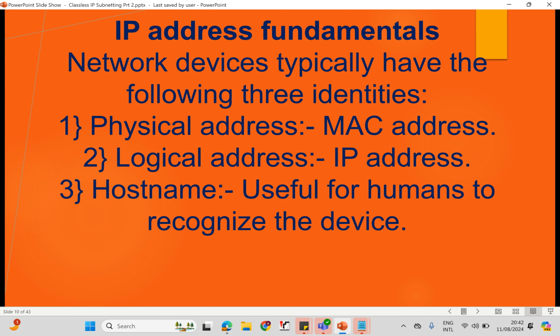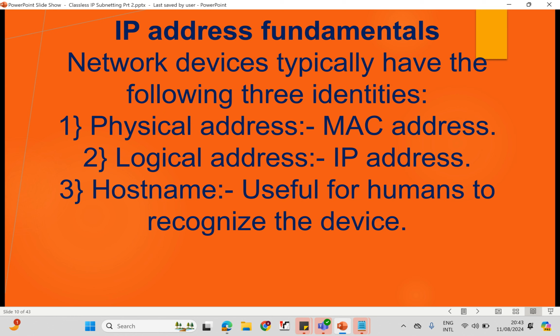IP address fundamentals. Please, this is very important. Network devices typically have the following three identities, which include number one, physical address. When you hear the word physical address, it is the MAC address, media access control, the MAC address of a device. Every device has a unique MAC address.